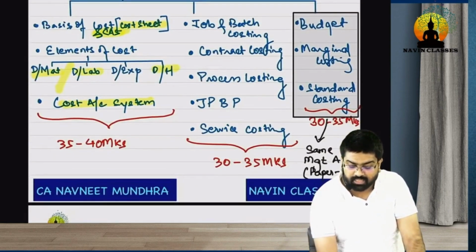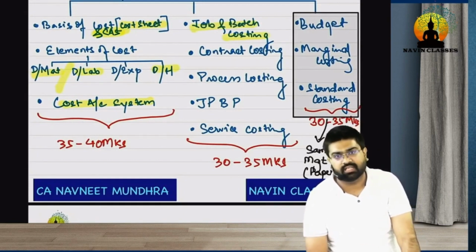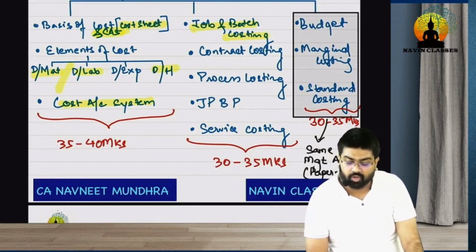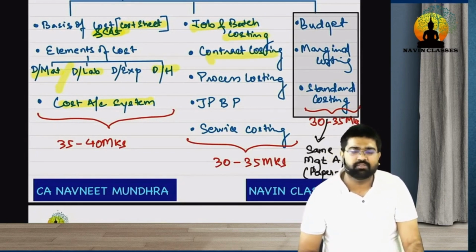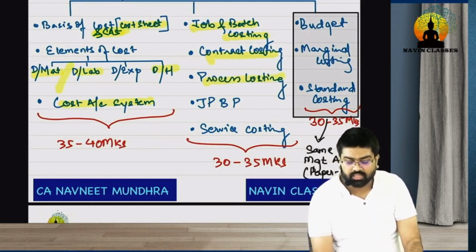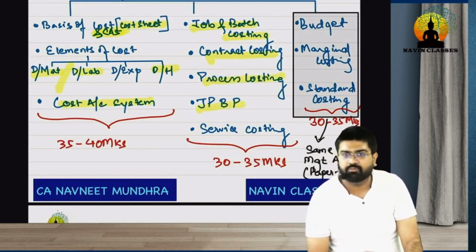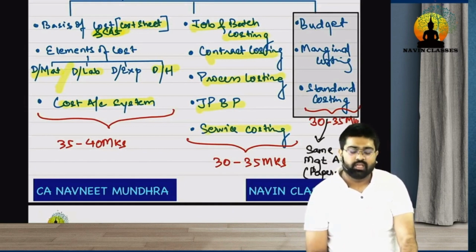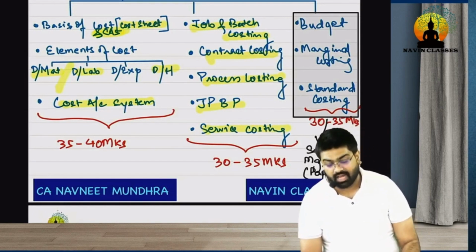Next, it states the different types of costing we need to learn. Methods of costing are job and batch costing, contract costing. You'll feel like you can't understand these names at first, but as you study in depth, you'll get it. Then process costing, JPBP. But what is this? Joint product by product. JPBP is part of process costing. And service costing, which is operating costing. All this covers our 30 to 35 marks. That means if we take the average, one question is of 7 marks.